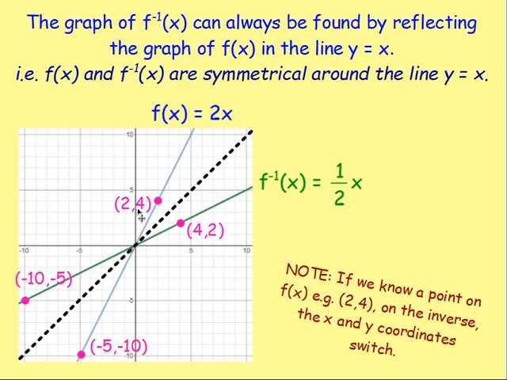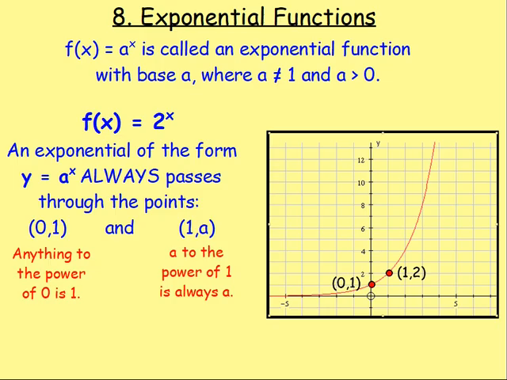Notice if you have the point 2, 4, in order to work out what the point would be on the inverse, all you do is you swap the x and the y around. So 2, 4 would become 4, 2. Or if you have negative 10, negative 5, swap the x and the y's, so you'd have negative 5, negative 10. So that's how you can easily find out what the point would be.